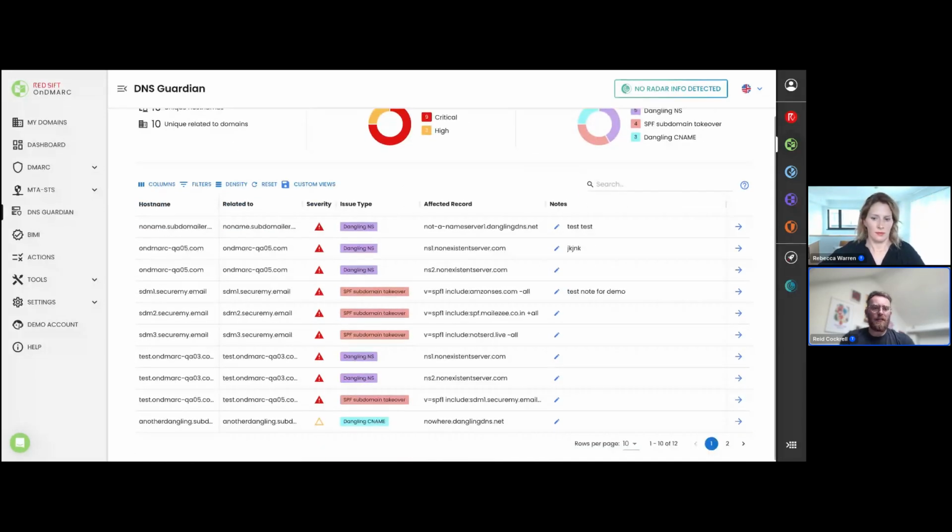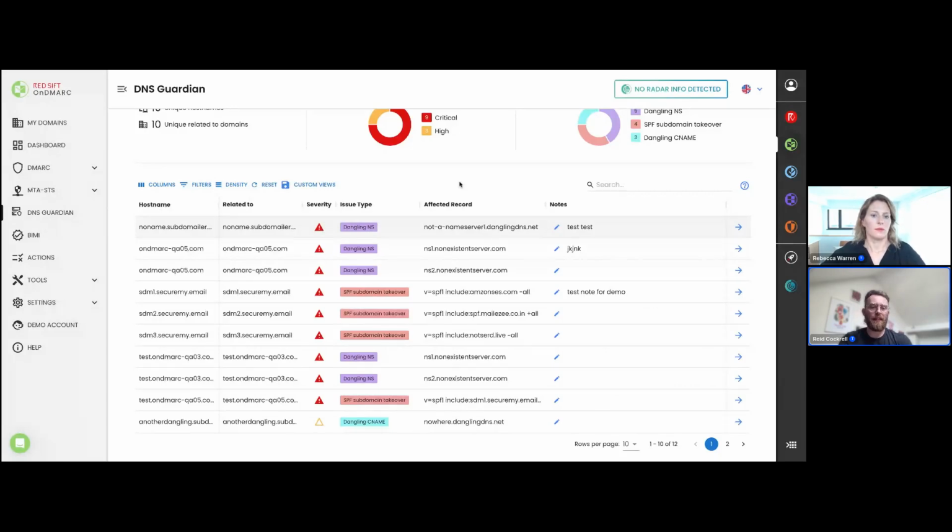If you then scroll down slightly, you can see the table, and what you see here is each row represents an individual issue. You can see, again, the host name and the related to domain alongside the severity and the issue type. And then what you can also see on this table is the affected record.